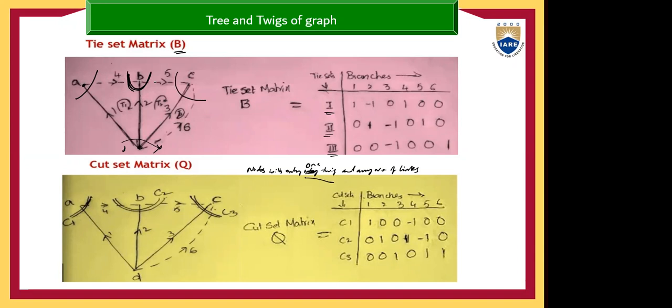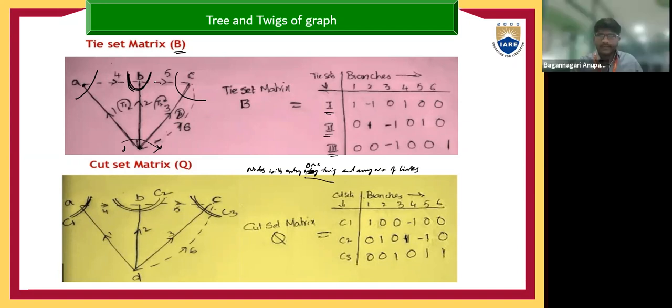Yes, sir. Now we can consider them as C1, C2, C3. The cut set has node A as C1, node B as C2 and node C as C3. You can consider them in any order, whatever you have, C1, C2, C3. So the number of rows in a cut set matrix Q is defined by the number of nodes that are available with only one twig and one or many links, right?